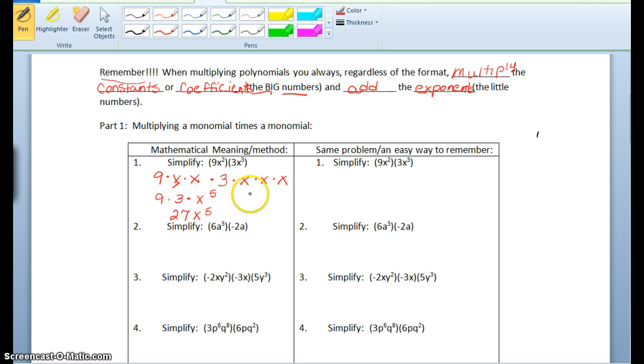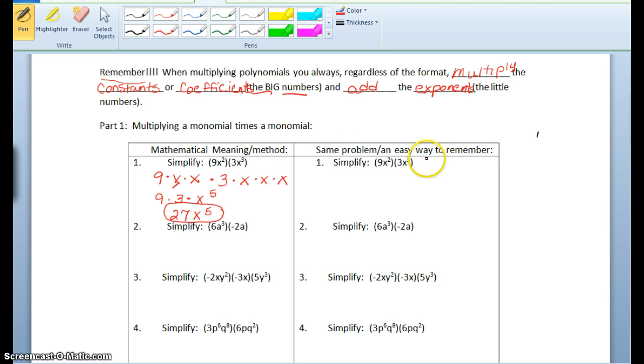Now guys, I know this seems long and drawn out, but I wanted you to understand that 9x squared times 3x to the third is the same as 9 times x times x times 3 times x times x times x. Well, we can rearrange that so that the constants, the coefficients, are multiplied by each other. 9 times 3 is 27. And 1, 2, 3, 4, 5, there's 5 x's, so that gave you x to the 5th. So your final answer was 27x to the 5th.